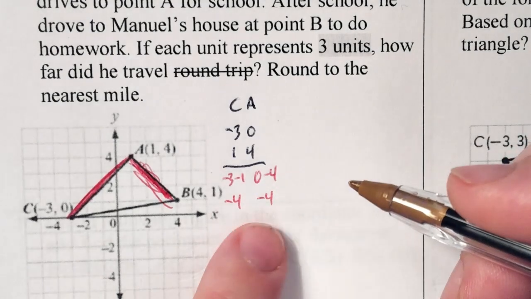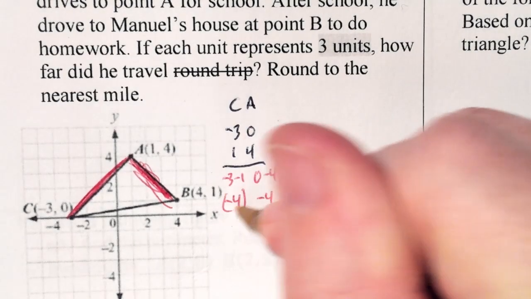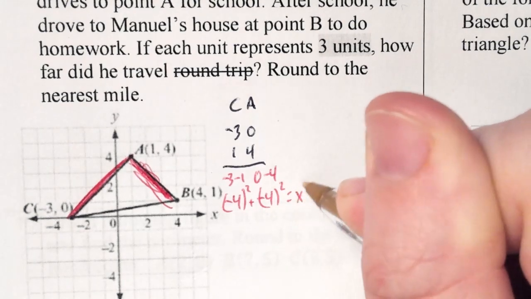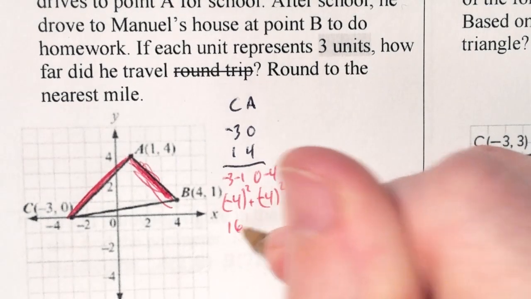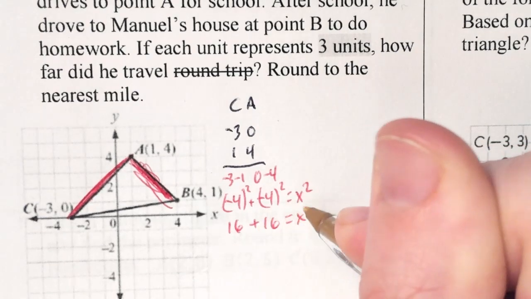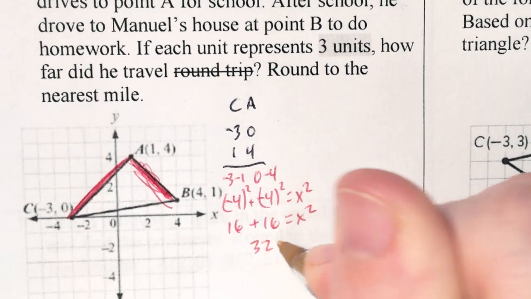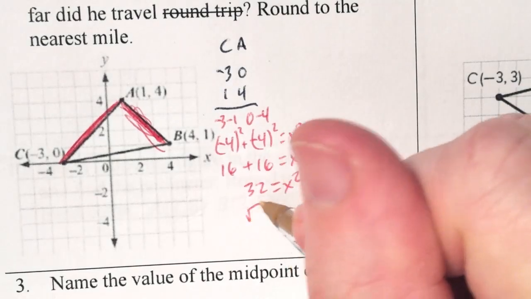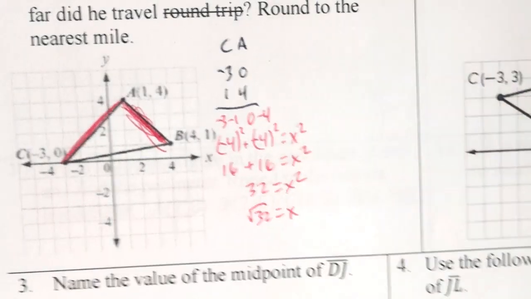Now we take this and we put in the Pythagorean theorem. So we square this plus the square of this equals x squared. So we get 16 plus 16 equals x squared, which would be 32 equals x squared. So we got the square root of 32 equals x.